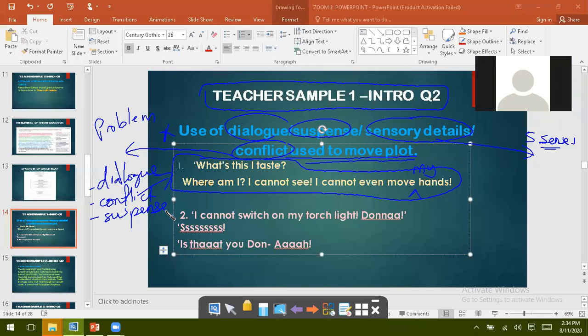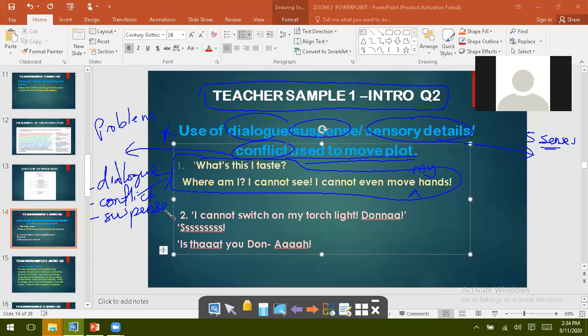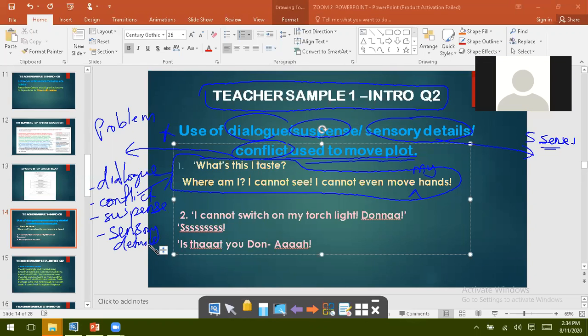Yes, the use of sensory details is all there too. You can see that. And also the conflict. Who is this person having a conflict with? This person who is talking, who is he or she having a conflict with? Probably herself or himself.